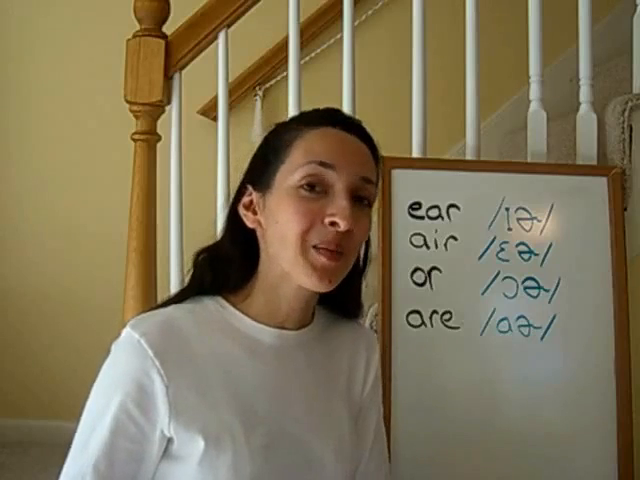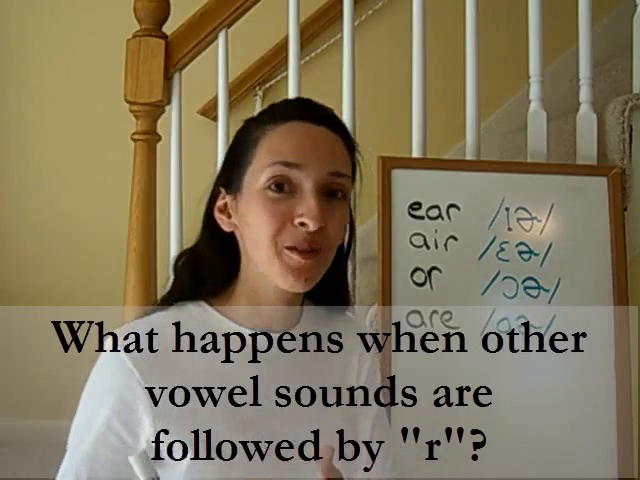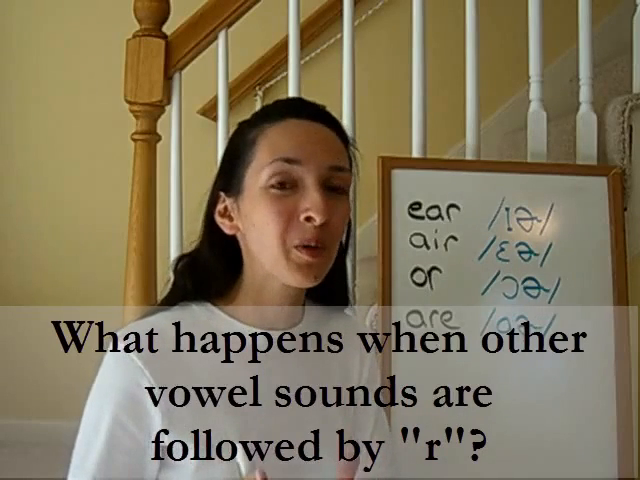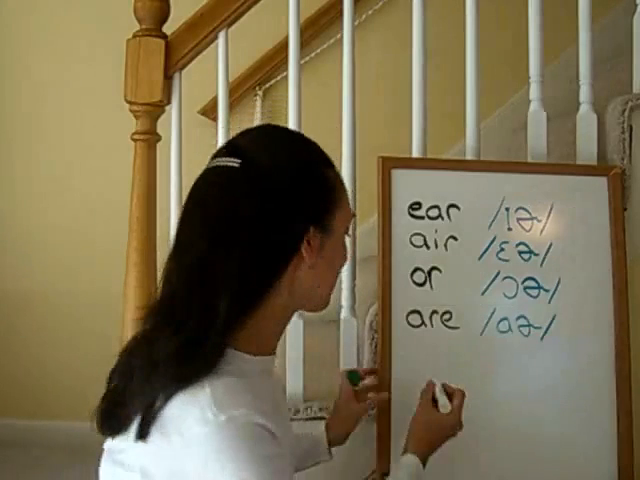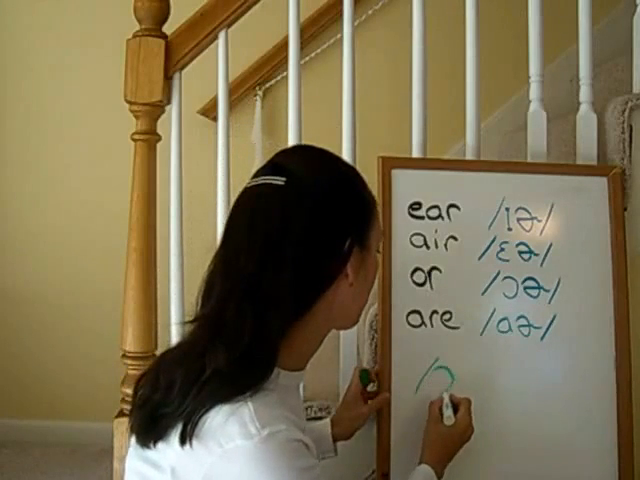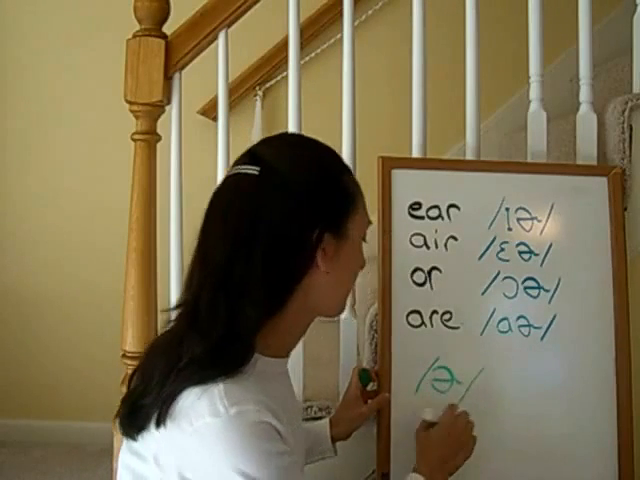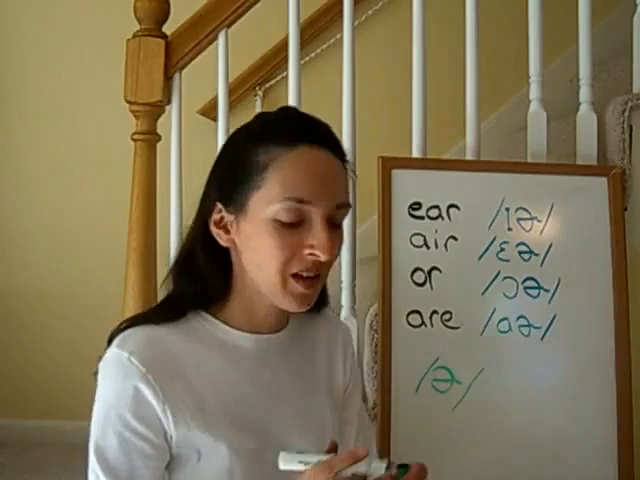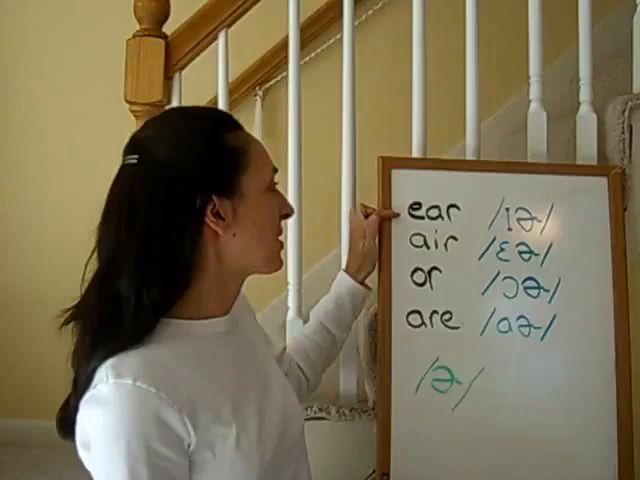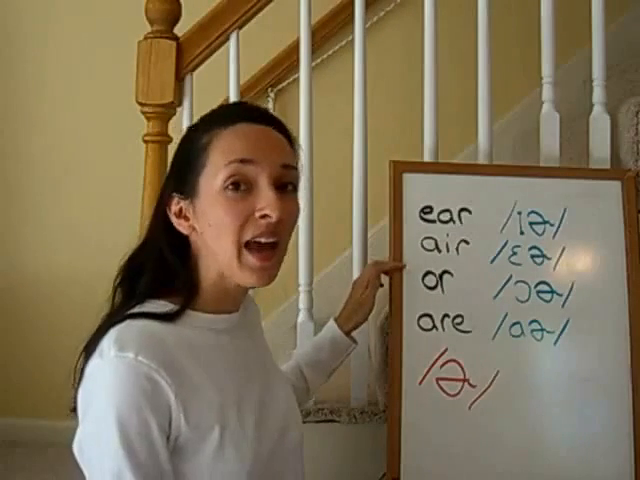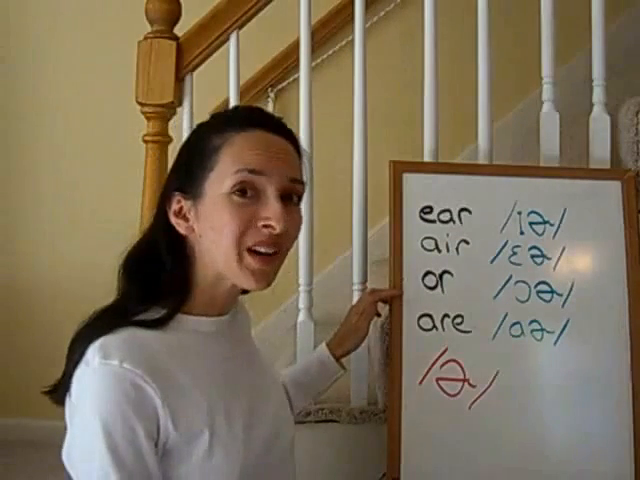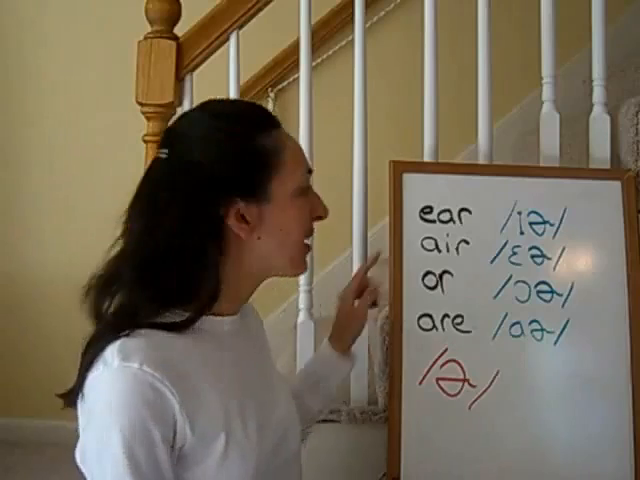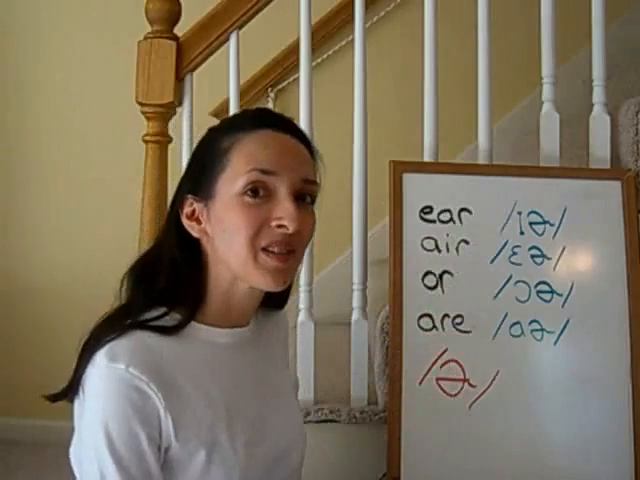Okay, so now let's talk about how R combines with other vowel sounds. Let's work with our basic sound R, and we'll combine it with other vowel sounds. Here are some examples: ear, air, or, are. Here are the phonetic transcriptions.